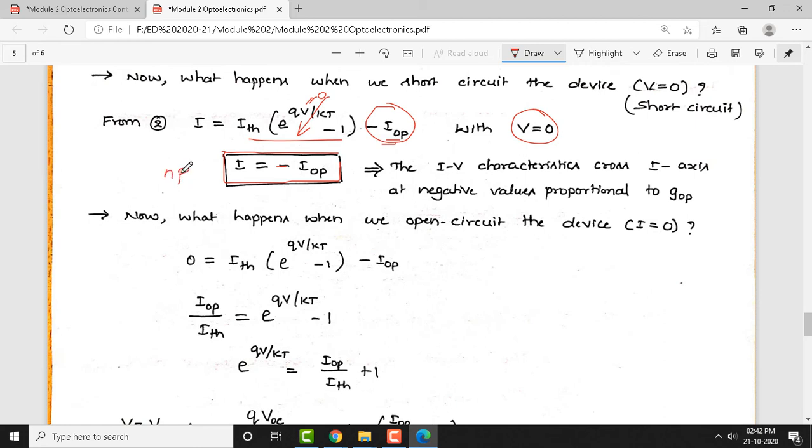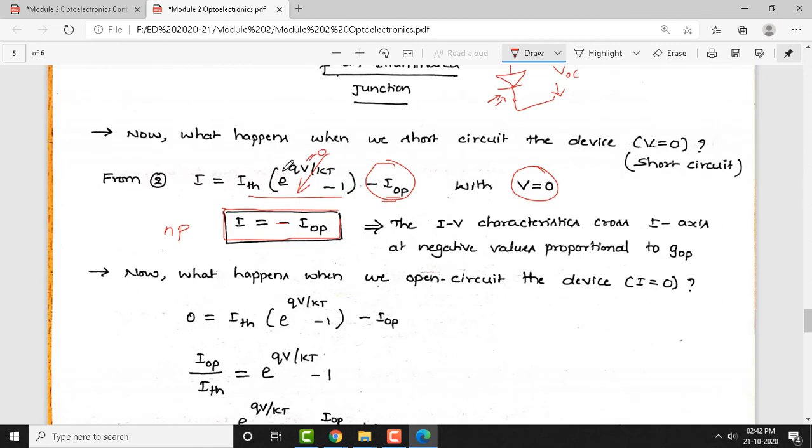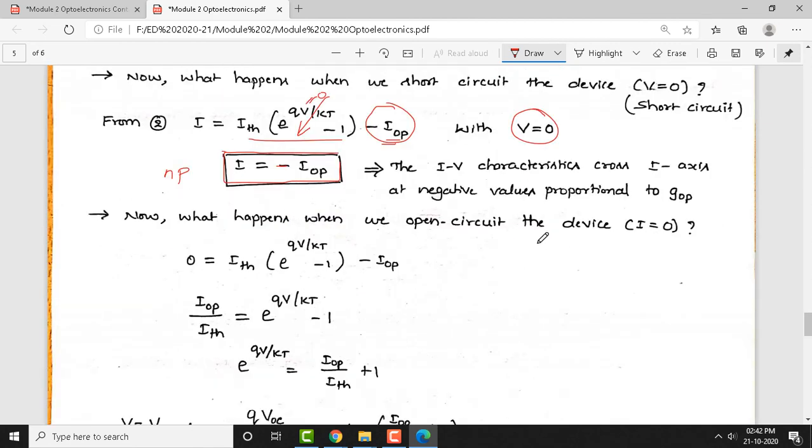Understood? So, this is the optical current under open circuit, under short circuit which is flowing here. When you short circuit this by making voltage as 0, this is the current that is flowing here. Now, the other condition is when you want to open circuit it. Once you open circuit it, the current will be 0. You can see here the same equation I have considered.